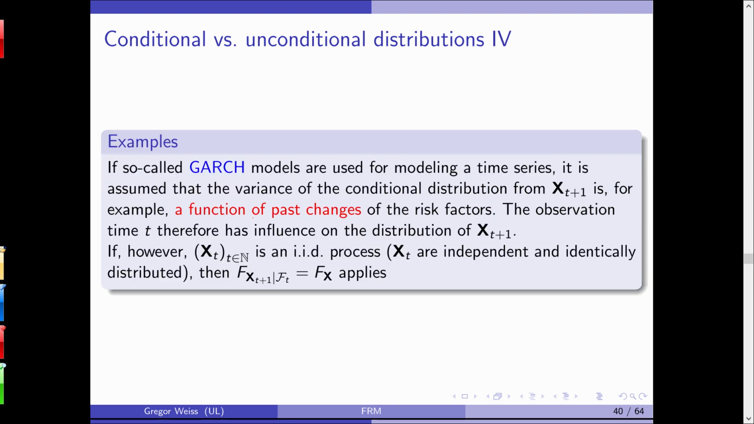Obviously, a conditional distribution is not equal to an unconditional one. One example is a GARCH model. We will see this later on, but if you've ever seen this in a class on time series econometrics, GARCH models are time-varying and conditional models. They even have it in their title. GARCH stands for Generalized Autoregressive Conditional Heteroscedasticity, and the conditional shows that it's time-varying.